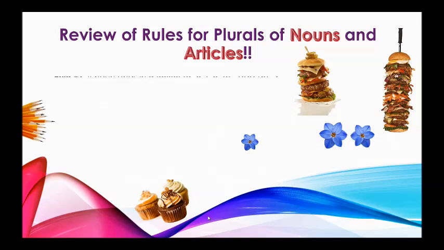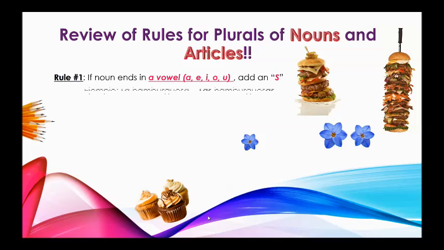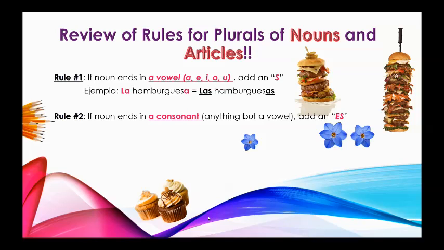Now we're going to review the rules for how you make nouns and articles plural. Rule number 1 is if a noun ends in a vowel, which is A, E, I, O, or U, you simply add an S to the end of the noun. Por ejemplo, la hamburguesa, the hamburger, will become las hamburguesas, the hamburgers, because la changes to las to make that plural, and hamburguesa ends with a vowel, an A, so we simply add an S to the end to make it las hamburguesas.